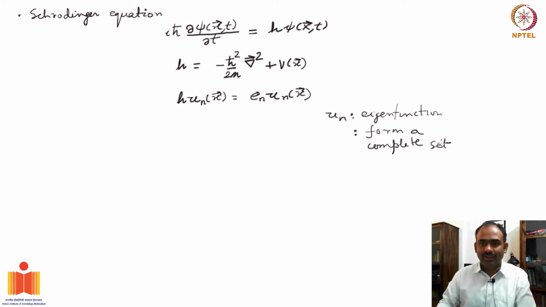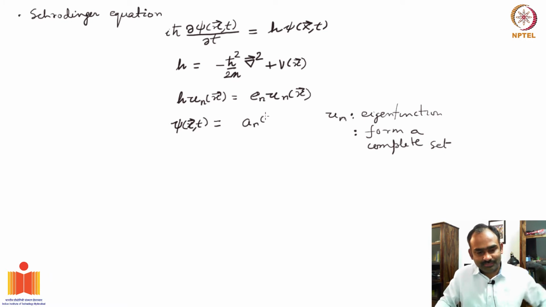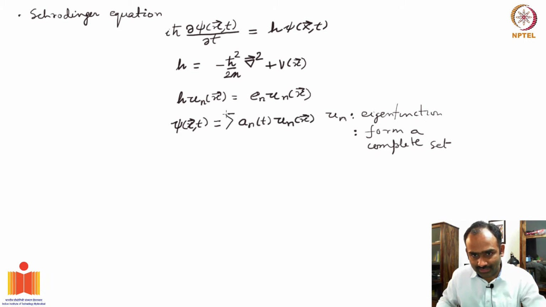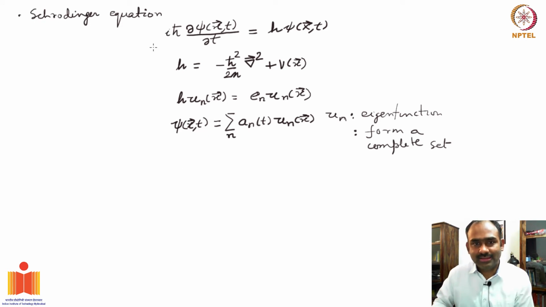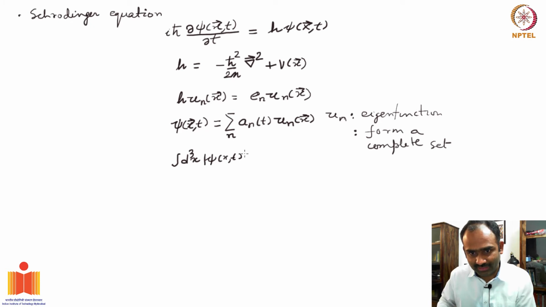Because they form a complete set, I can write psi as a linear sum of these functions. So I can decompose psi as A_n of t, u_n of x, with a summation over all the n. That's what we can do because u_n forms a complete set. As I said before, this cannot handle creation and annihilation of particles because of this reason: mod psi squared of x, it has to be somewhere at all times, it cannot disappear. Good.